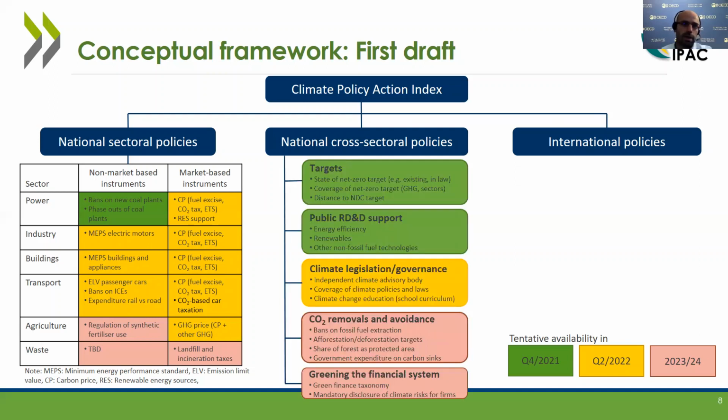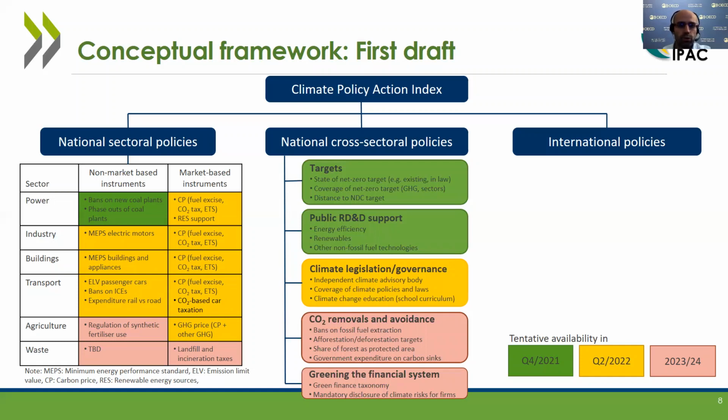So the next building block, national cross-sectoral policies. Here we have 5 different modules. So targets, there we will have the state and the coverage of net zero targets, and also the distance to NDC target, which is actually one of the indicators of the IPAC dashboard. On public RD&D support, we are planning to distinguish between 3 categories: energy efficiency, renewables, and other non-fossil fuel technologies. Then climate legislation and governance, that would include, for example, whether or not there is an independent advisory body in a country.